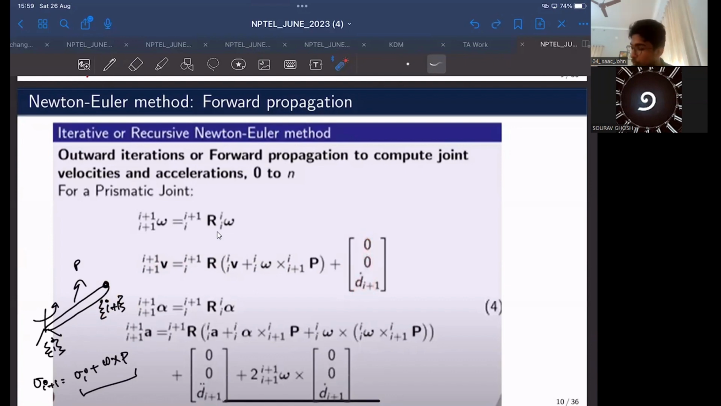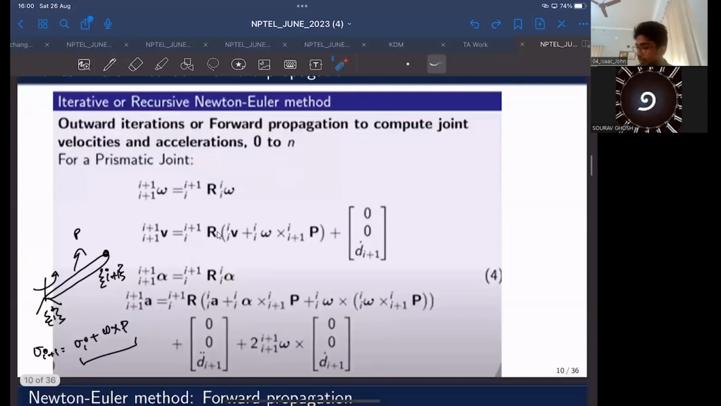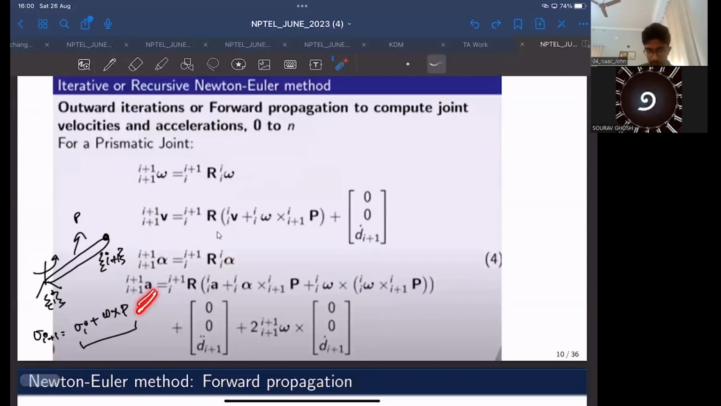And analogous to the angular velocity, the same thing also happens for angular acceleration, because the angular acceleration of the i+1 joint is the same as that of the ith joint, but brought forward using this transformation matrix. There are no other terms because this is a prismatic joint. But in the case of the linear acceleration, we have how many terms?